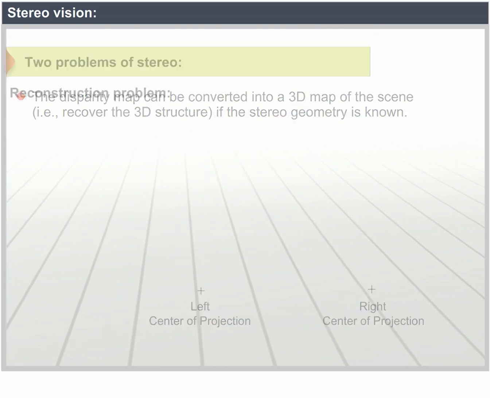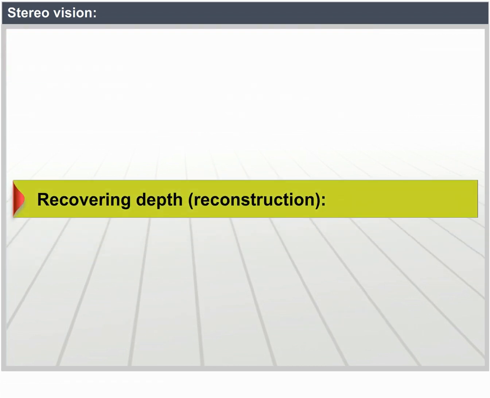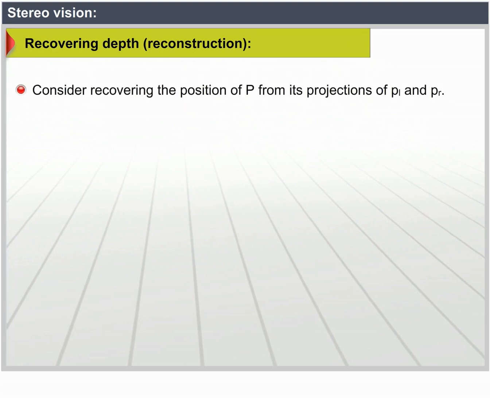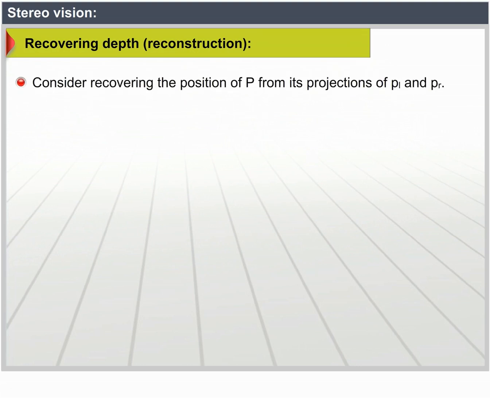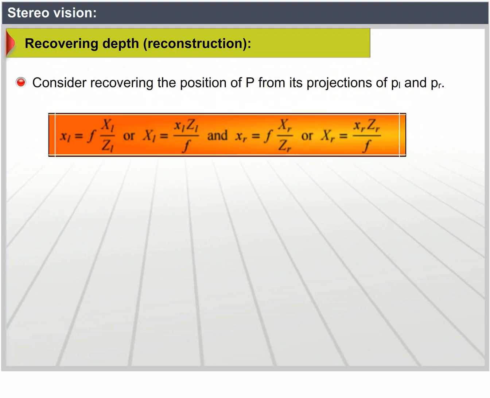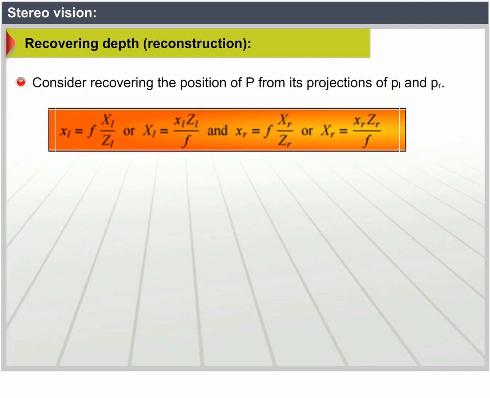Recovering depth, reconstruction. Consider recovering the position of P from its projections PL and PR. XL equals f xl by zl, or XL equals xl zl by f, and XR equals f xr by zr, or XR equals xr zr by f.